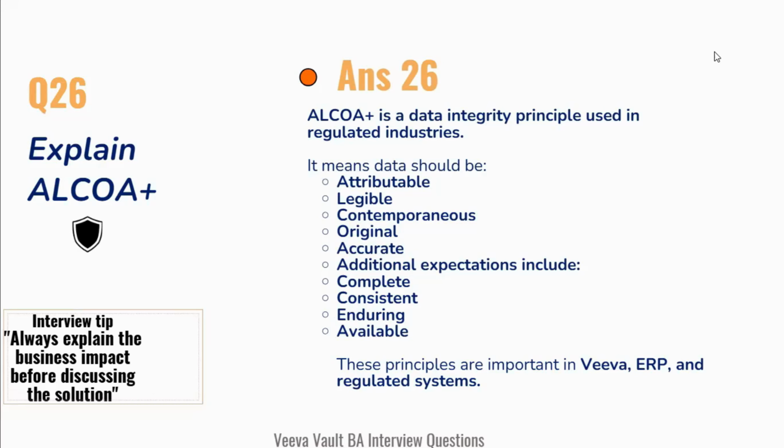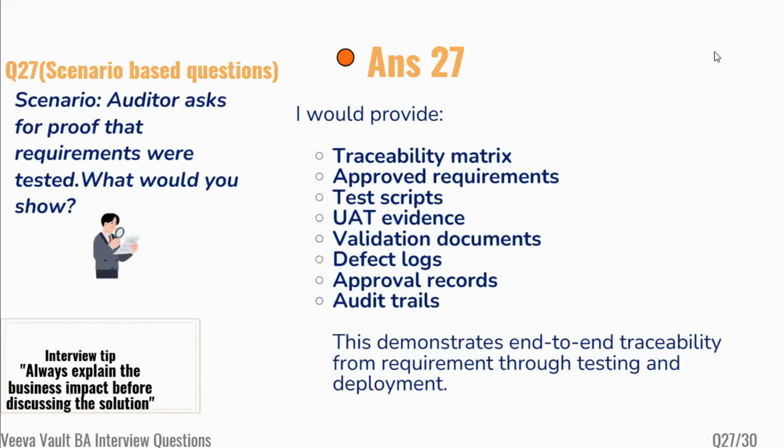Definitely, ALCOA's principle is that the data should be maintained as legible, contemporaneous, traceable, accurate, complete, consistent, and attributable. So it talks about this principle. If you are not aware of it that much, please go and learn it. This will definitely help you if you are performing this role as a BA, and it's definitely important for the regulated environment or regulated system. So question number 27: auditor asks for proof that requirements were tested, what would you show?